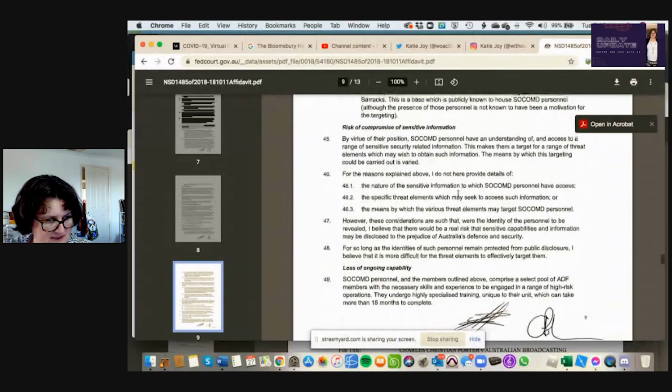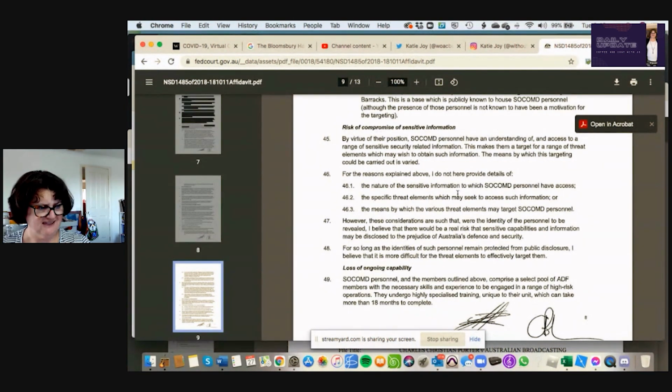By virtue of their position, SOCOMD personnel have an understanding of and access to a range of sensitive security-related information. This makes them a target for a range of threat elements which may wish to obtain such information. The means by which this targeting could be carried out is varied. For the reasons explained above, I do not provide details of the nature of the sensitive information to which SOCOMD personnel have access, the specific elements which may seek to access such information, or the means by which the various threat elements may target SOCOMD personnel.